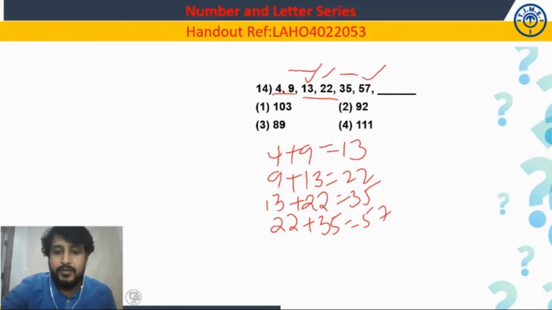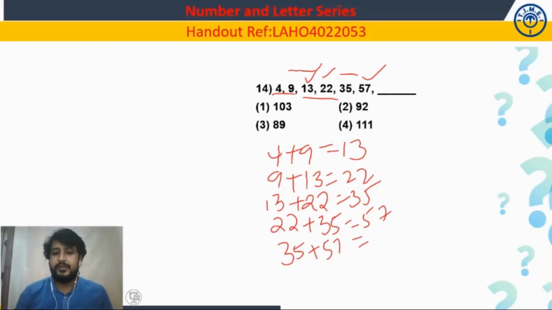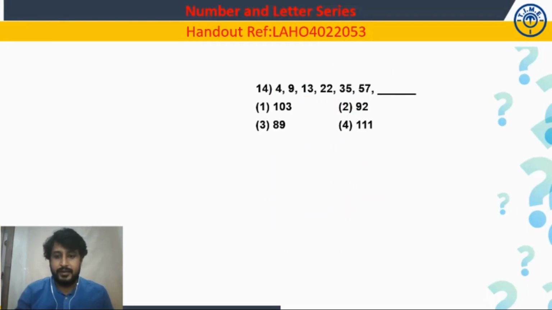It is also given. So what should be next? 35 plus 57 is the required answer. 35 plus 57, which is equal to how much? 92. Choice 2. Fibonacci series logic. Sum of two successive numbers in the given series is equal to the next number. Okay. So please note down the logic. I will erase the ink.